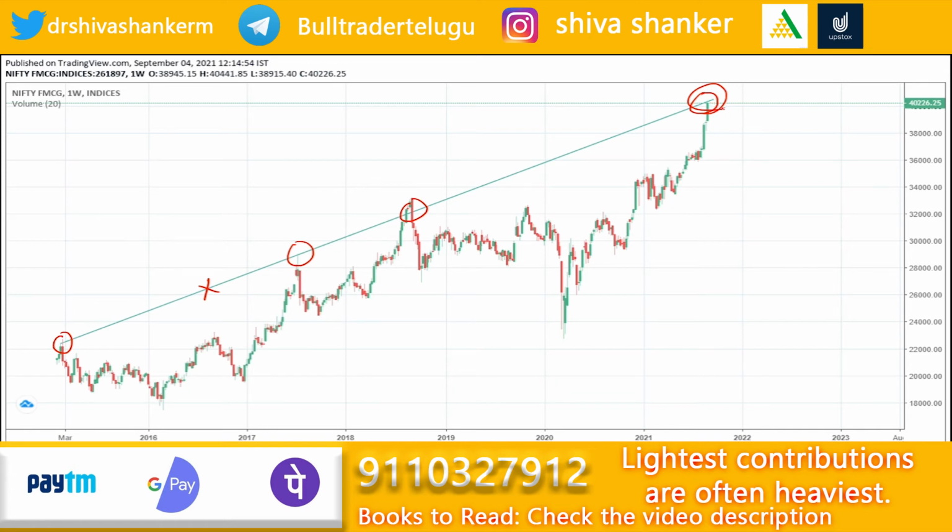So if you are already holding stocks in these FMCG companies, you can book partial profits, or you can book profits completely. And once this Nifty FMCG comes out of this range, you can enter once again, because as it is near its resistance line, we can expect a pullback up to 38,000 or 37,000 level.